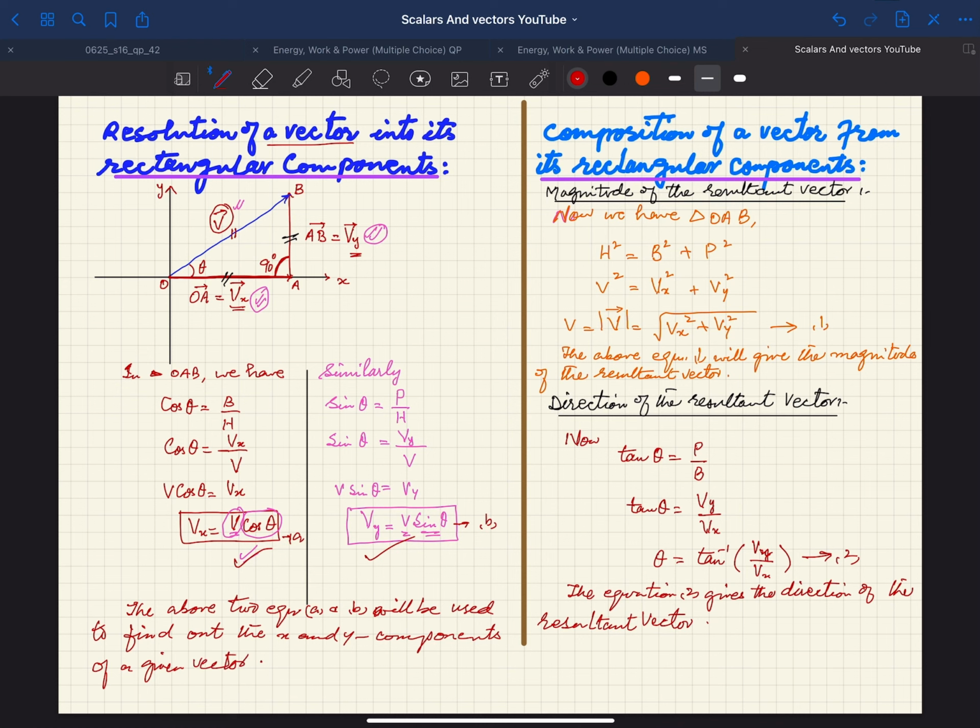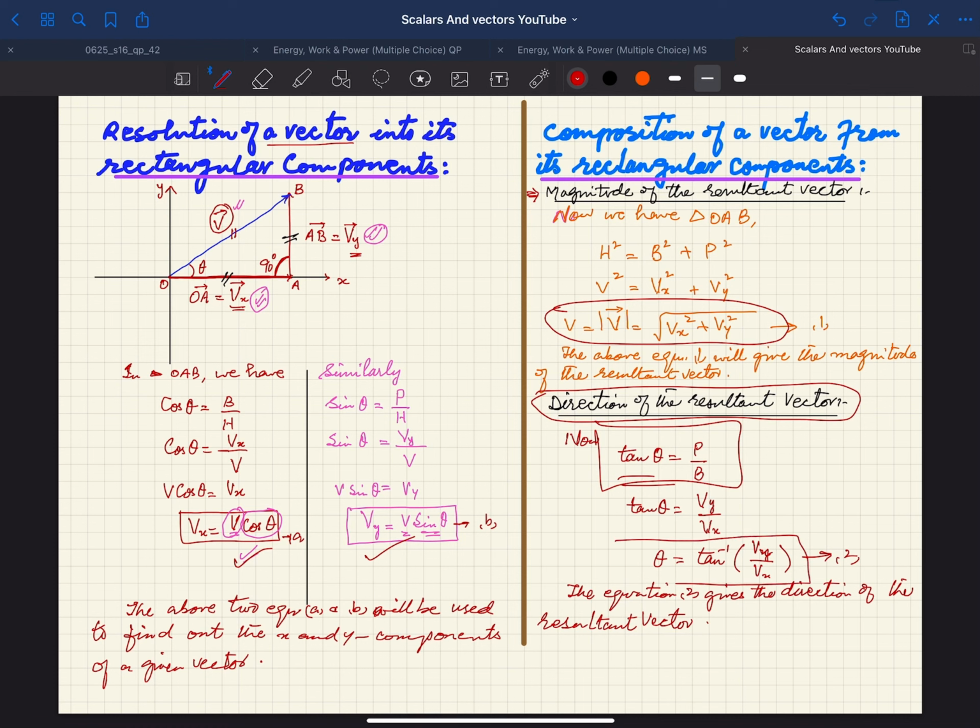So this will be the resolution of the vector. On the other hand, when you have the values of the x component and y component and you want to find the resultant vector, this is a simple two-step procedure. You find the magnitude by using the Pythagoras theorem, and this is the equation you have. Of course, direction is also required. The direction is calculated using tangent theta equals perpendicular over base, or you can write theta equals tangent inverse Vy over Vx.